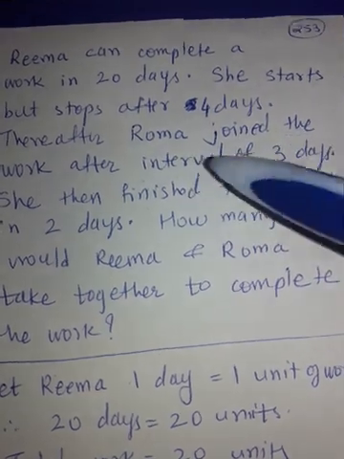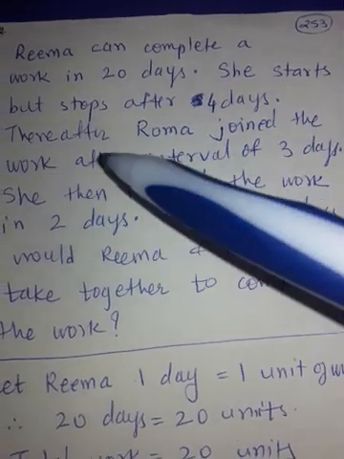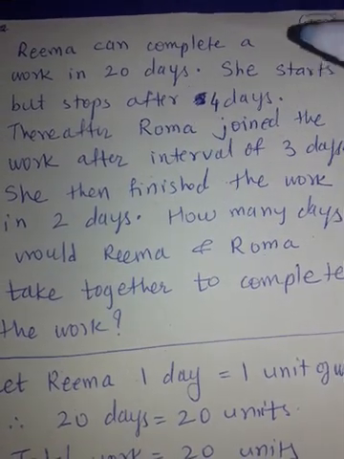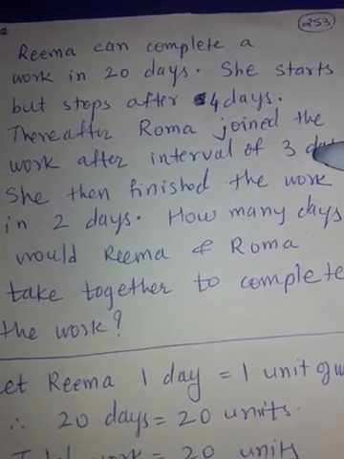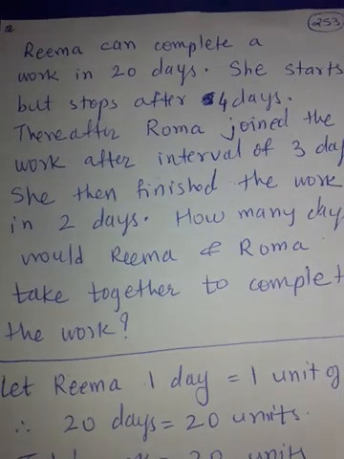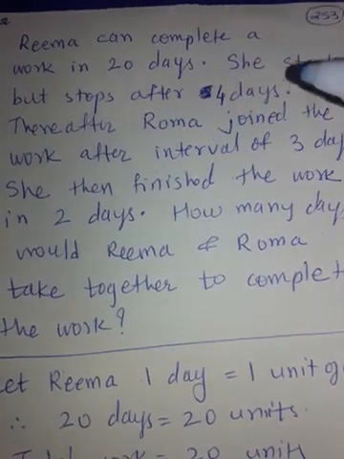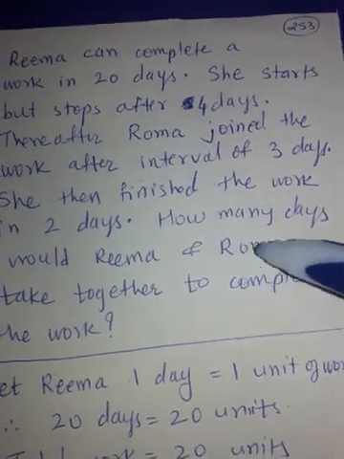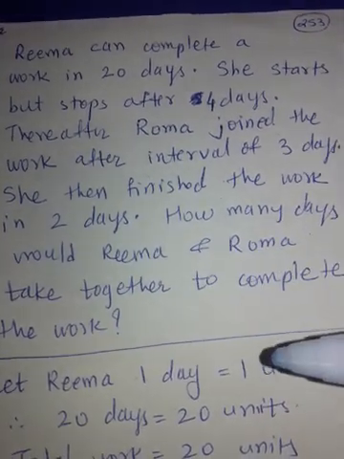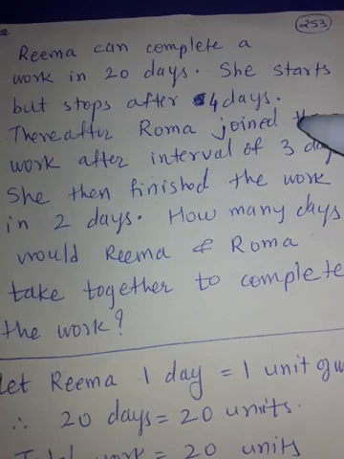This line doesn't have any relevance with the example. This is given just to confuse you. Roma joins after 3 days or 3 years, what difference does it make? We know how many days Rima takes. We know how many days Roma takes. So we can find out how many days together they can take. Isn't it? This is just to confuse you.